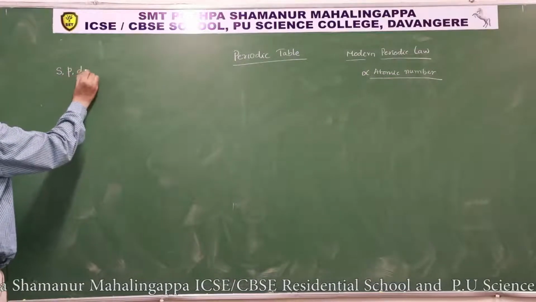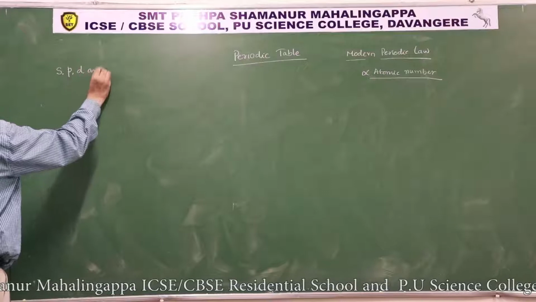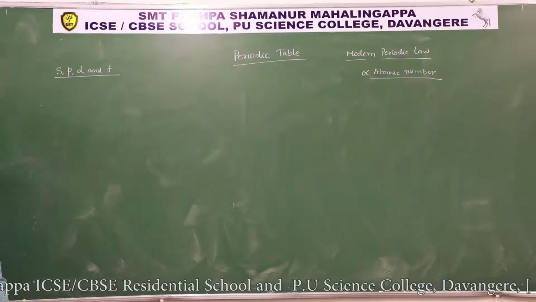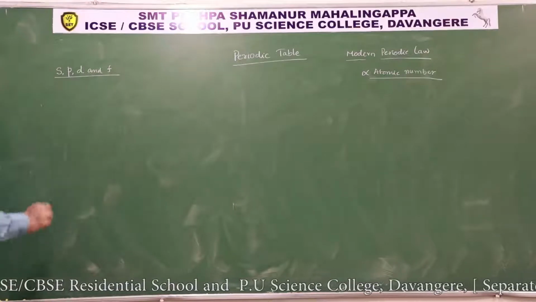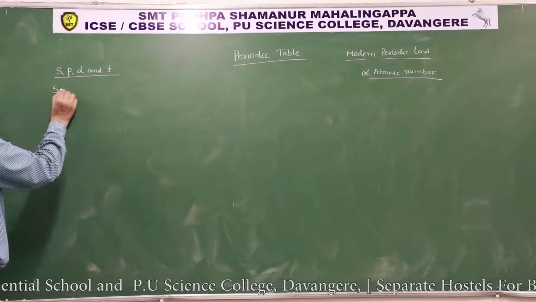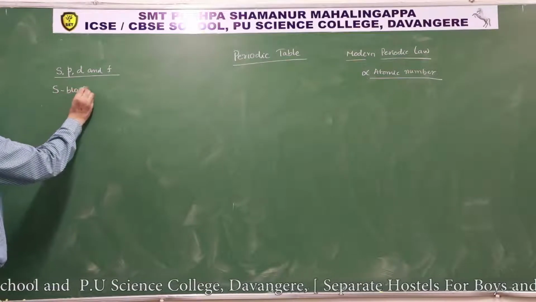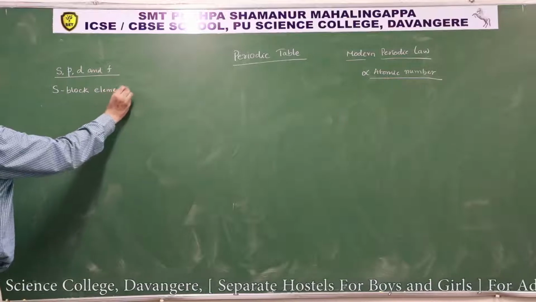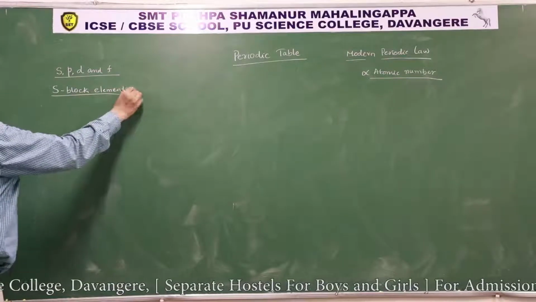P block, D and F block elements, SPDF block elements. Now, how are these elements classified? S block elements. In the last class we discussed the S block elements.